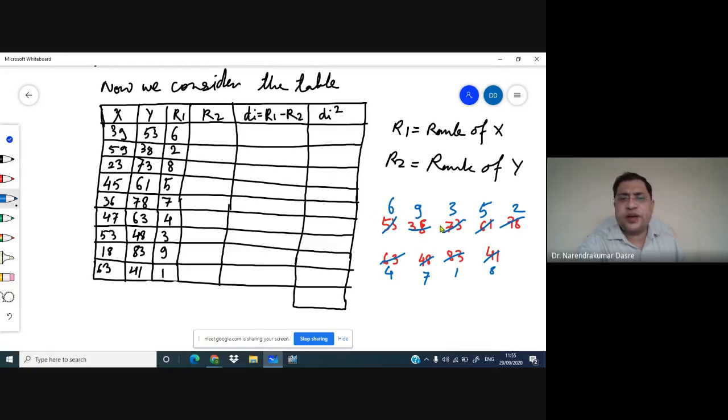So let us write. 83 gets 1. Then this is going to be 2. And for 3 it is going to be 73, so it is 3. Then the next is going to be 4. This is 5.